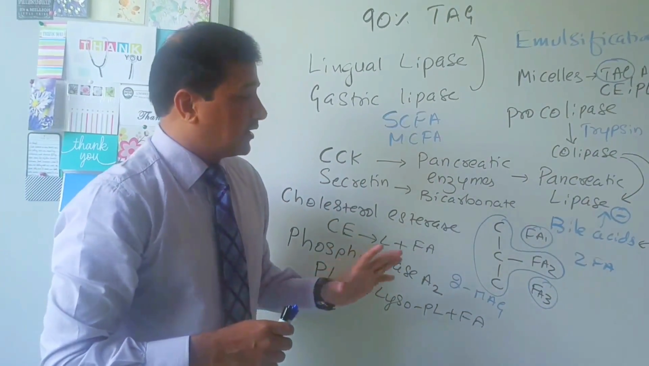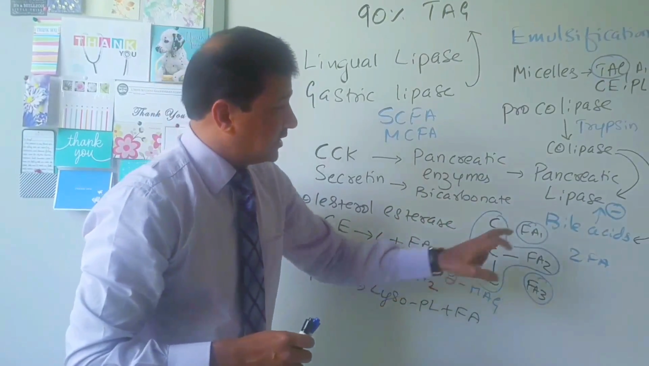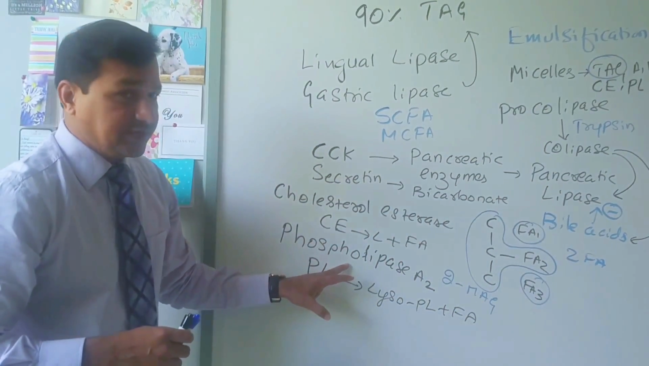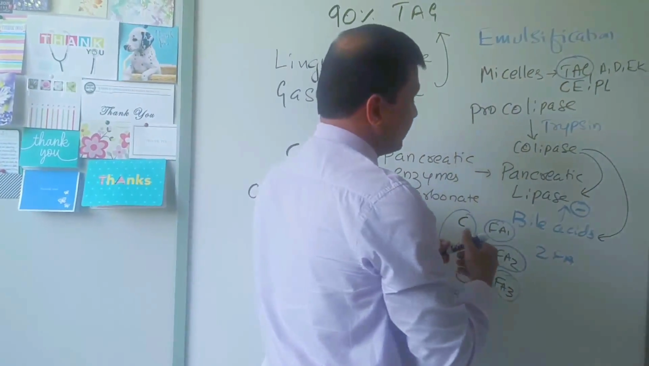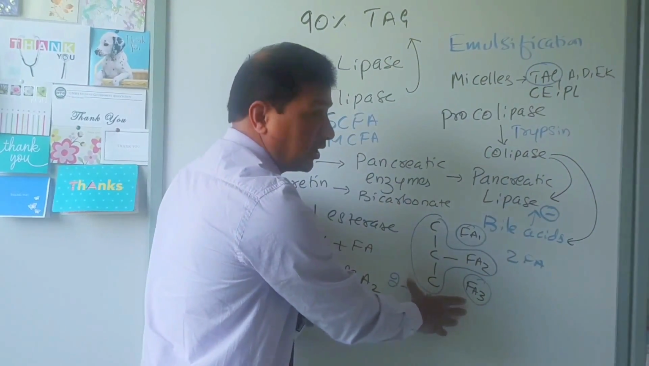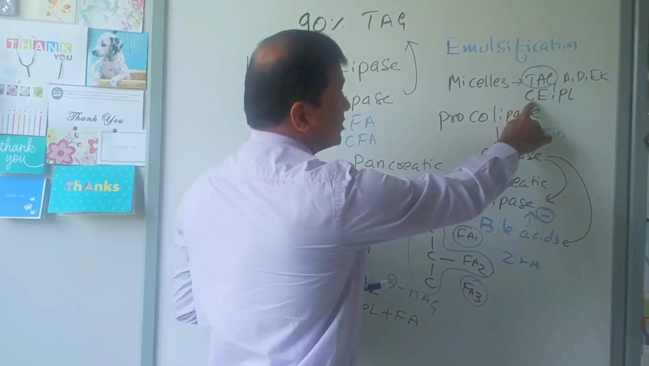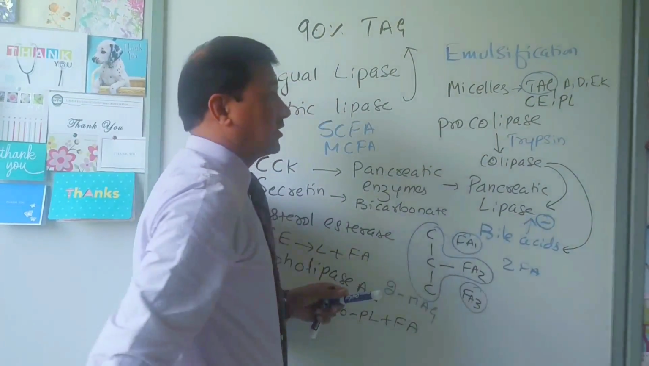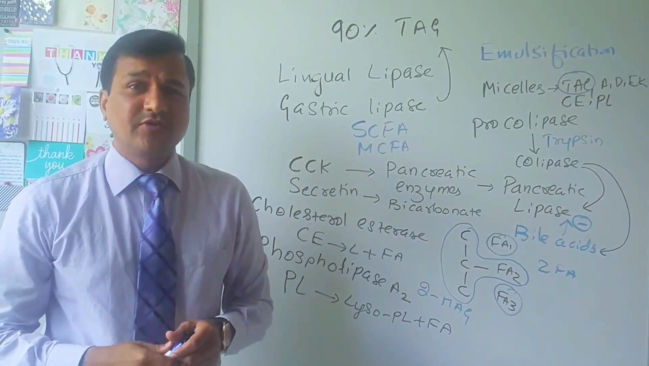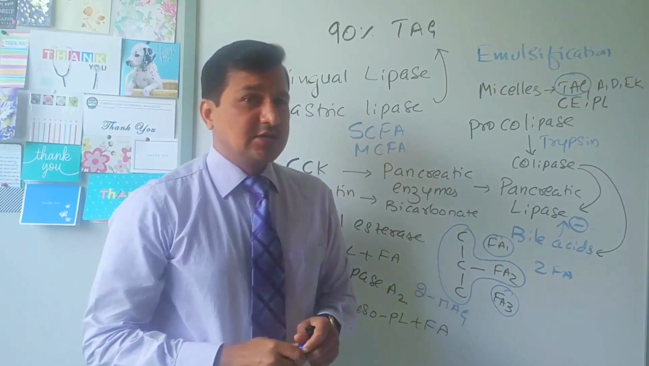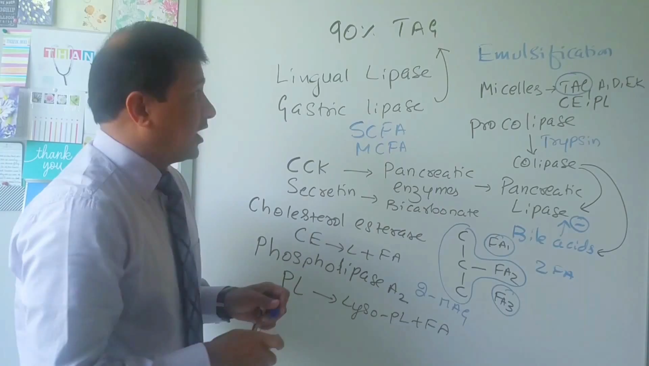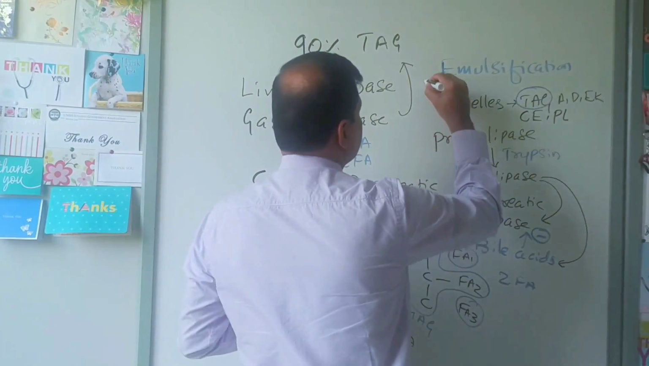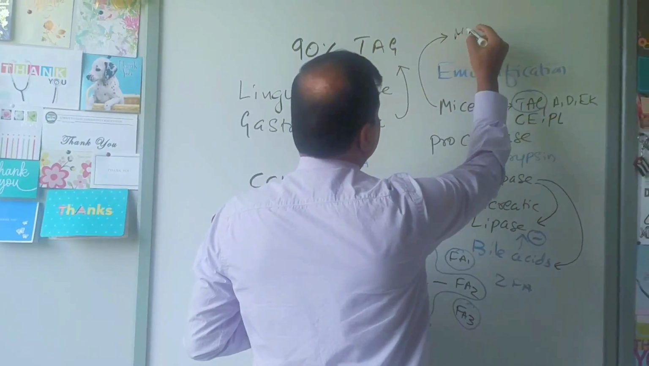So overall, at the end of the action of all these enzymes, that is pancreatic lipase with colipase, cholesterol esterase, and phospholipase A2, your triglyceride is converted into 2 fatty acids and 1 molecule of 2-monoacylglycerol. Cholesterol ester is converted into cholesterol plus fatty acid. Phospholipid is converted into lysophospholipid plus fatty acid. All this particular molecule will now be referred to as a mixed micelle. This is how you convert micelle into mixed micelle.